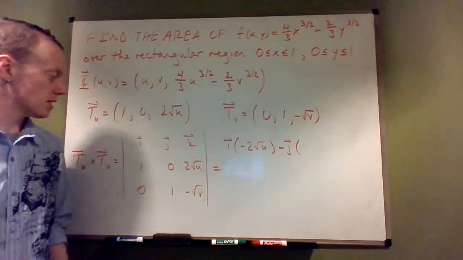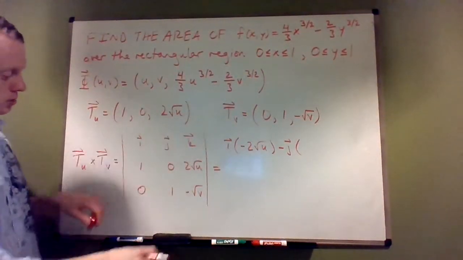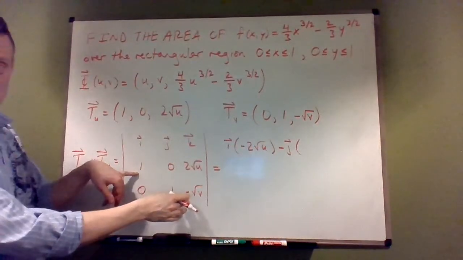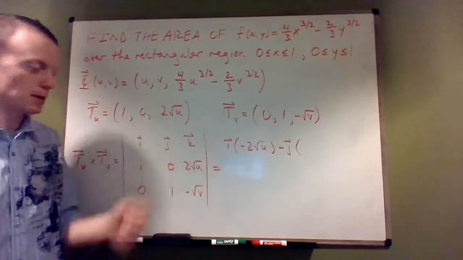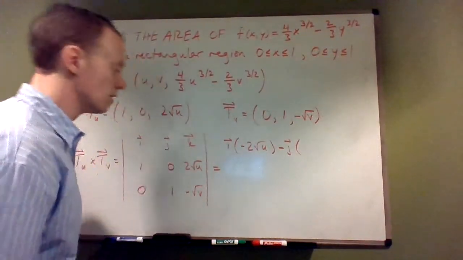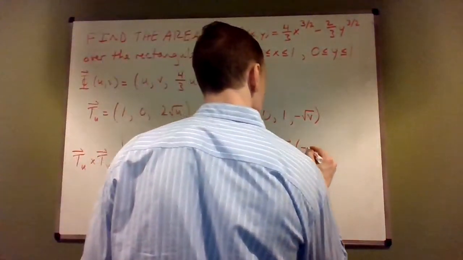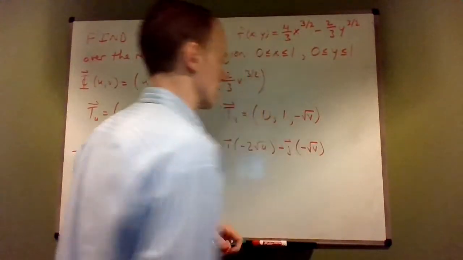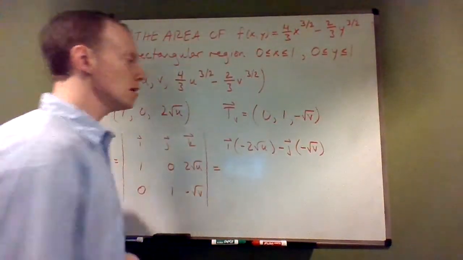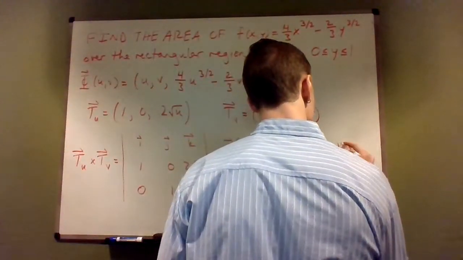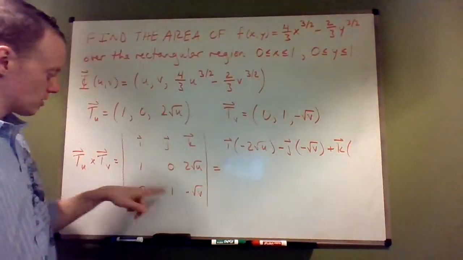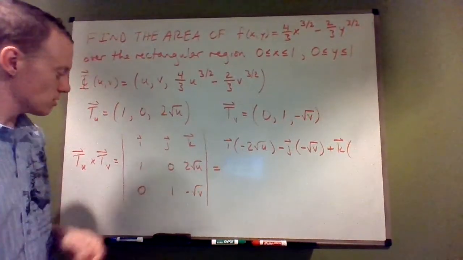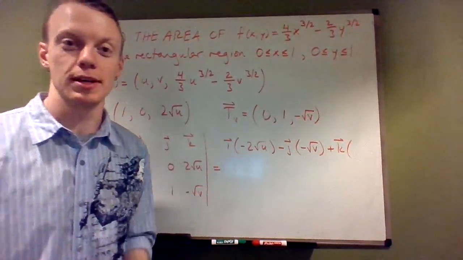Minus j hat times the determinant of the resulting 2x2 matrix. 1 times minus the square root of v is just minus the square root of v. 0 times anything gives me 0. So we have minus the square root of v. And then plus k hat times 1 times 1 is 1, minus 0 times 0. So that just gives me a nice big 1.